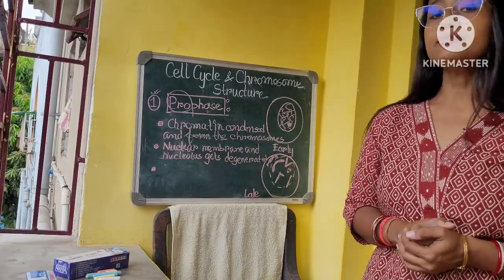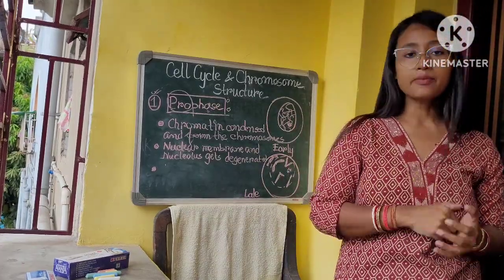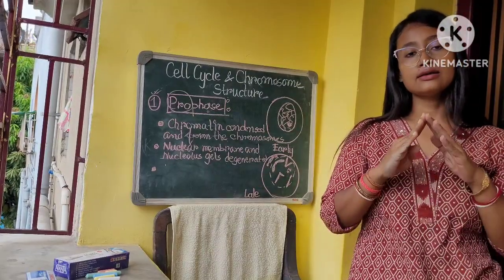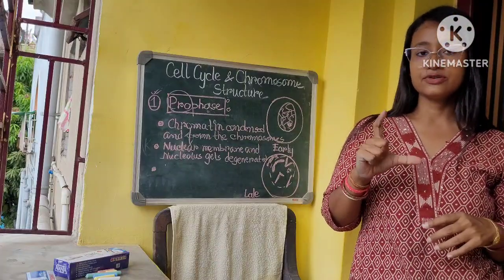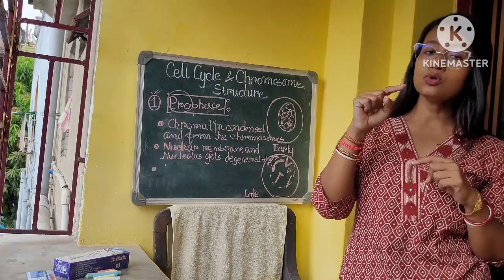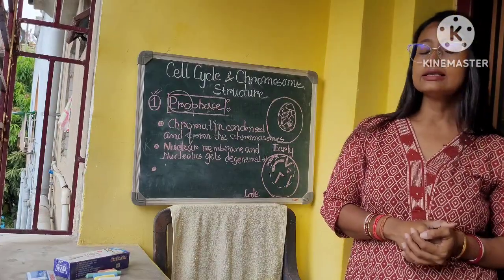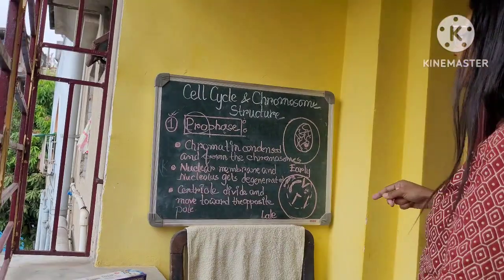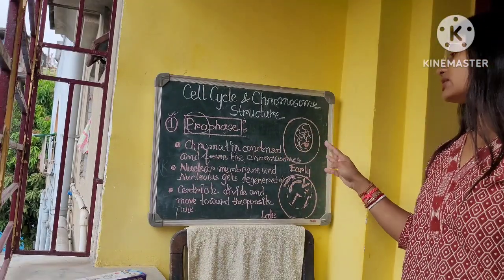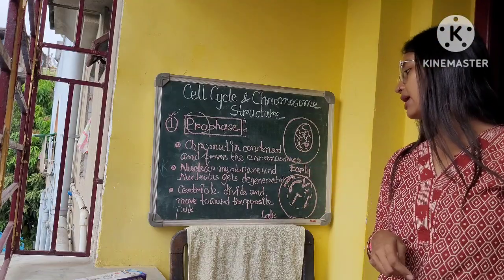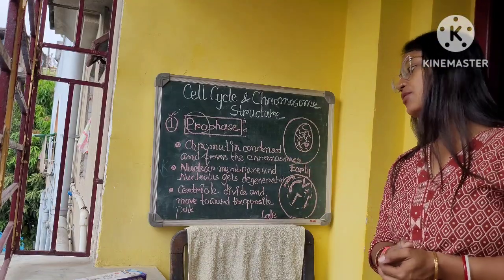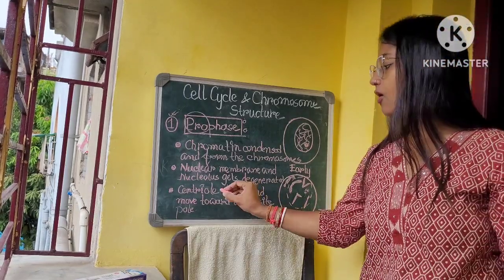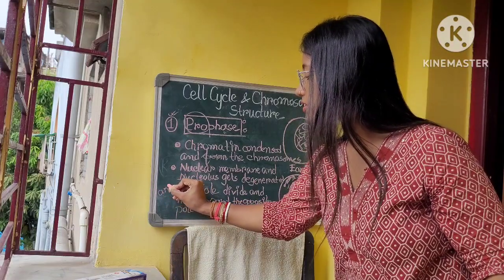Okay, and in case of animal cells, as we know, animal cells have a special type of organelle which is known as centriole, which the plant cell doesn't have. The centriole gets separated, and both centrioles go to the 2 different poles of the cell. This movement starts in the late prophase stage. So these are the 3 main points: chromatin condenses and forms the chromosomes, the nuclear membrane and the nucleolus get degenerated, and the centriole divides and moves towards the opposite sides of the cell. This occurs only in animal cells, not in plant cells.